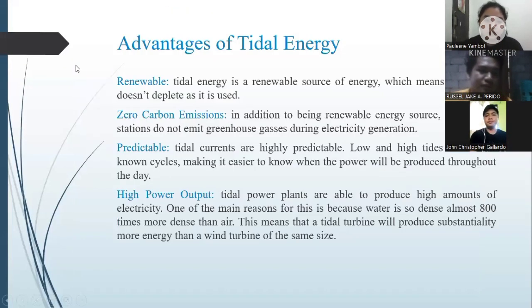Okay. Next. The advantages of tidal energy. First is renewable. Tidal energy is a renewable source of energy, which means the energy does not deplete as it is used.